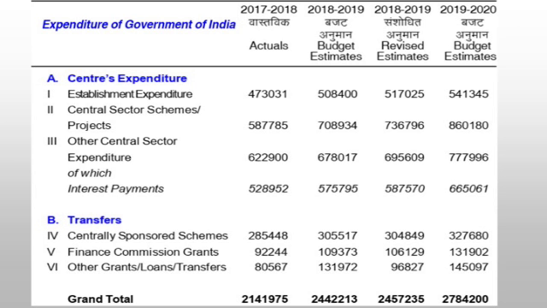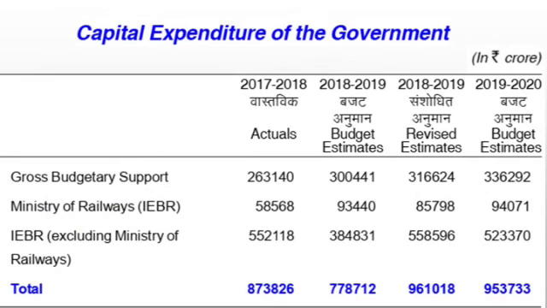Then transfers: what it is transferring, not devolution. Transfer means doing it to the states: centrally sponsored schemes, finance commission grants and other grants. So this is regarding the expenditure of the government of India. Now let us see, this is the total expenditure. What is capital expenditure?